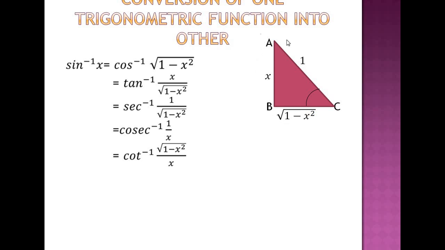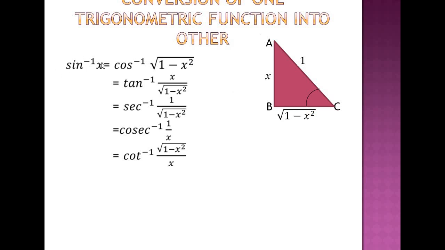So you can use this triangle method to convert one trigonometric function into another. Sine inverse of x now will be written as cos inverse. What is the cos ratio for the angle? It is nothing but adjacent side upon hypotenuse. So it will be written as cos inverse of under root 1 minus x square by 1, that is cos inverse of under root 1 minus x square.